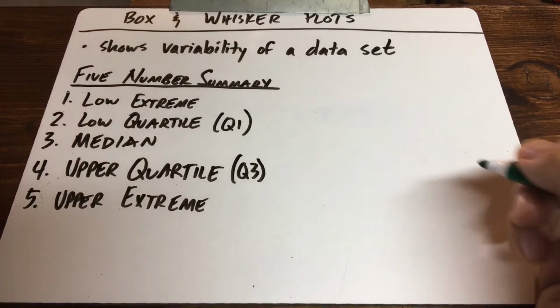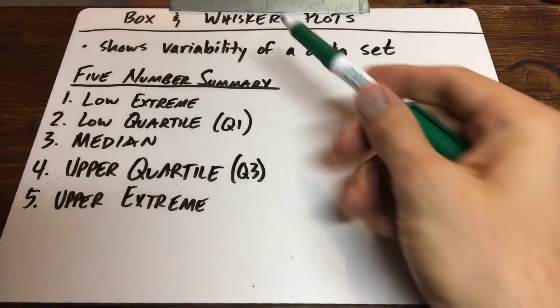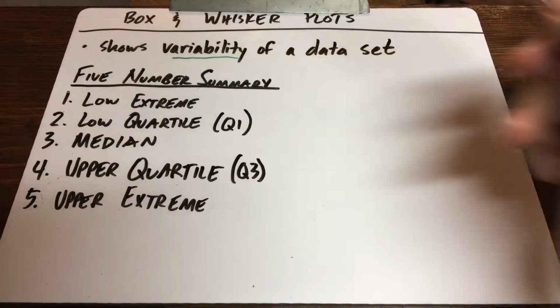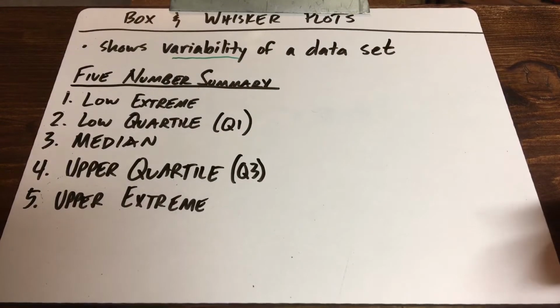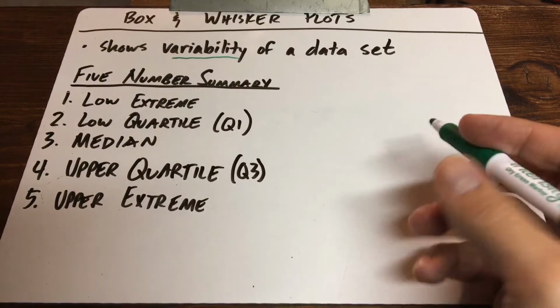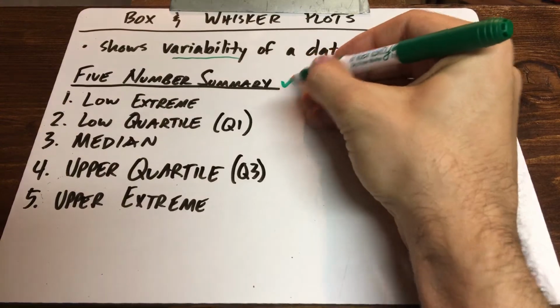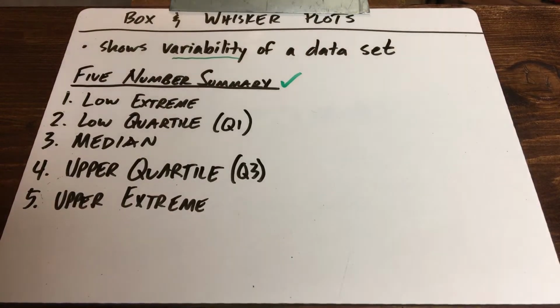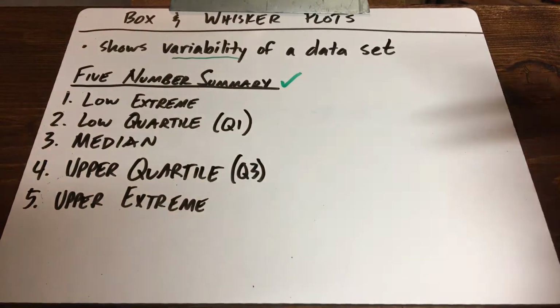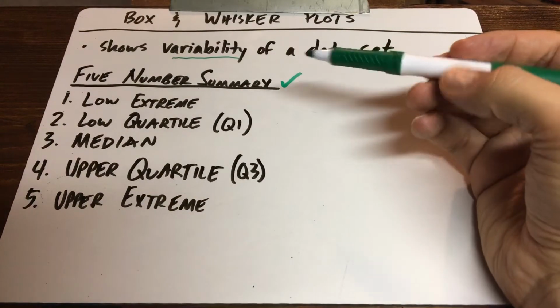But box and whisker plots are a way to show the variability. They show how kind of bunched up or spread out data is. It includes 5 numbers. Our book calls it a 5-number summary. I've never really seen that term before. Our old book didn't use that term, but here are the 5 parts of a box and whisker plot.